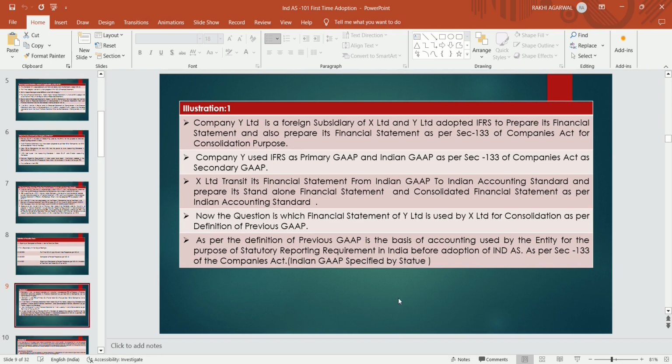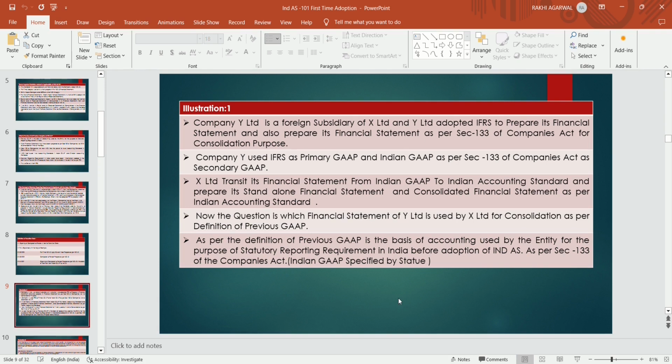Now company Y uses IFRS as its primary GAAP and Indian GAAP as per section 133 of the Companies Act as a secondary GAAP. Because company Y is located abroad, its primary GAAP is IFRS and its secondary GAAP is Indian GAAP.